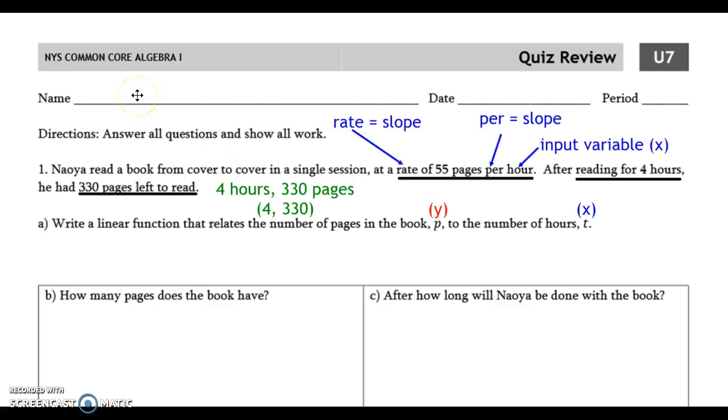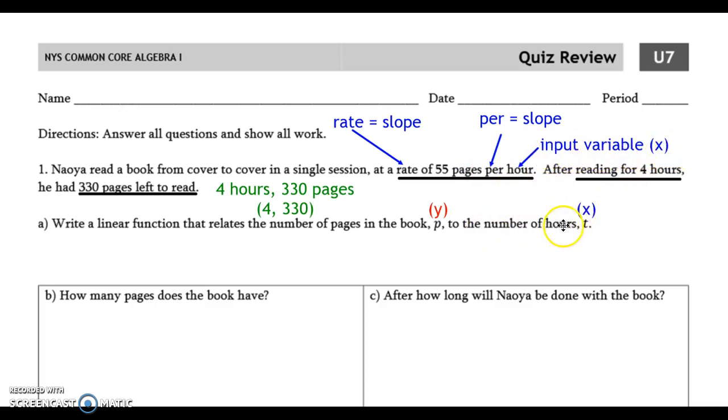So my first step was to annotate, and that's what I did. I underlined 55 pages per hour and reading for 4 hours and 330 pages left to read. The first thing I noticed is that rate and per both indicate to me that that is the slope, so this number is going to be our slope. We know that it's 55 pages per hour. I also know that the variable that it's talking about per, like per hour, that hour is going to indicate the input variable, or the x.